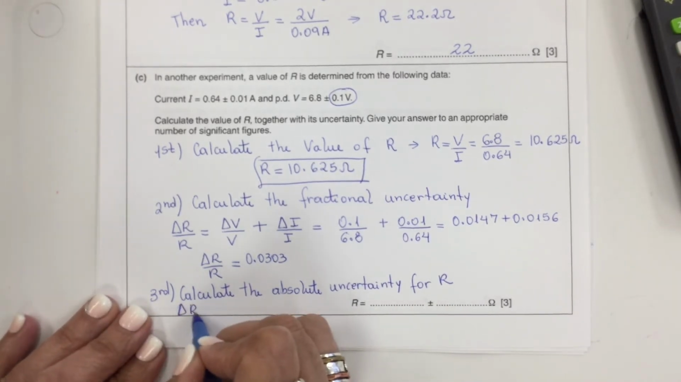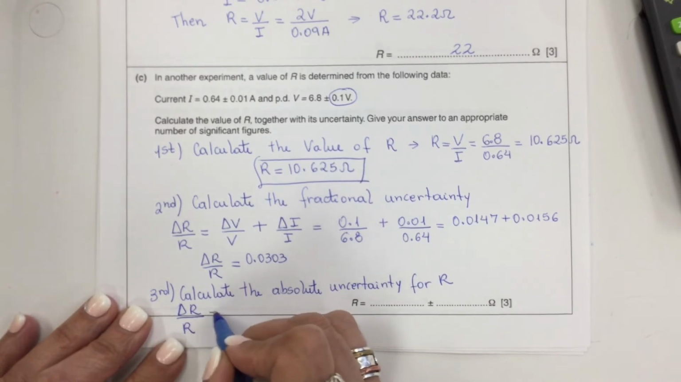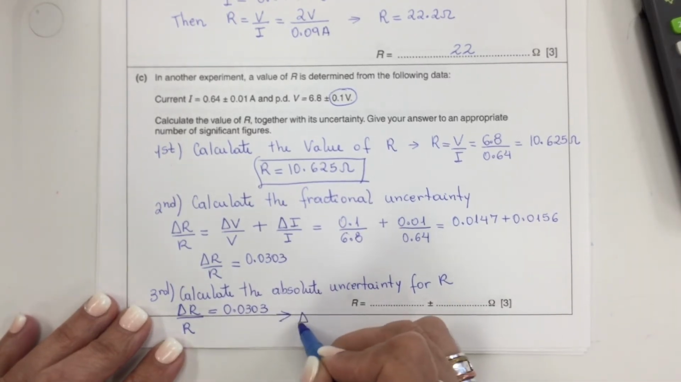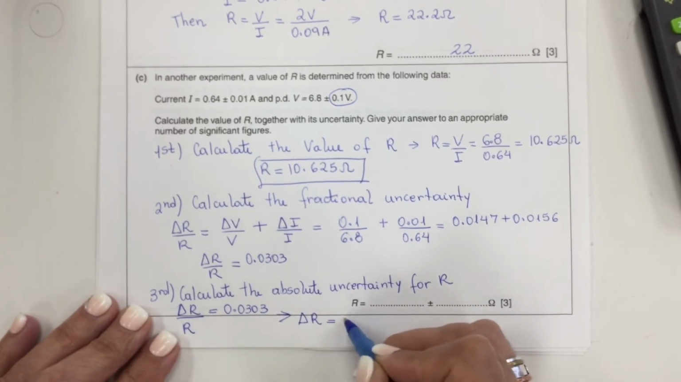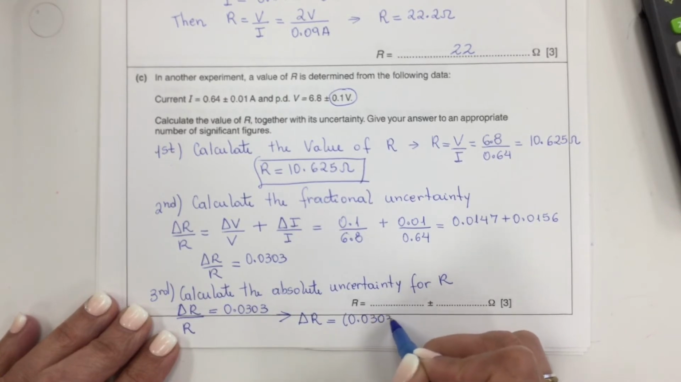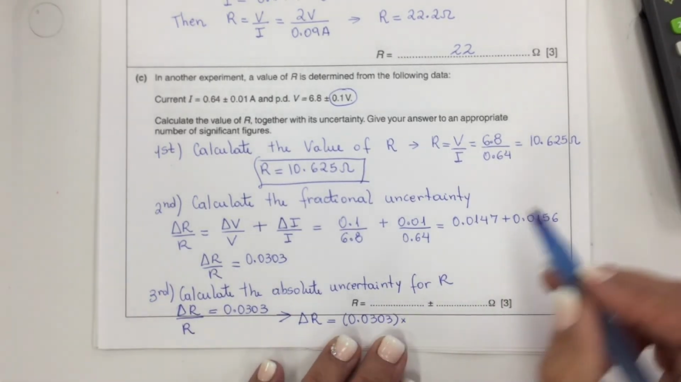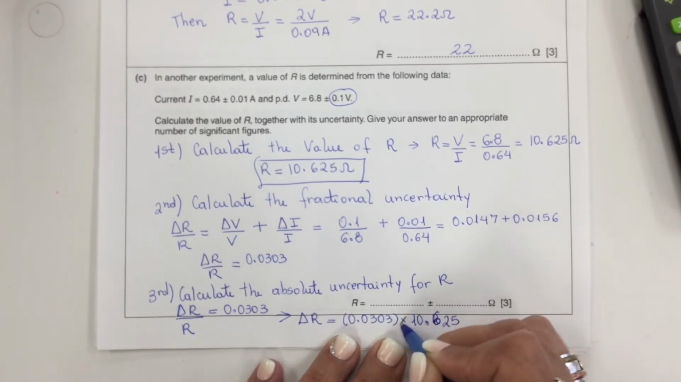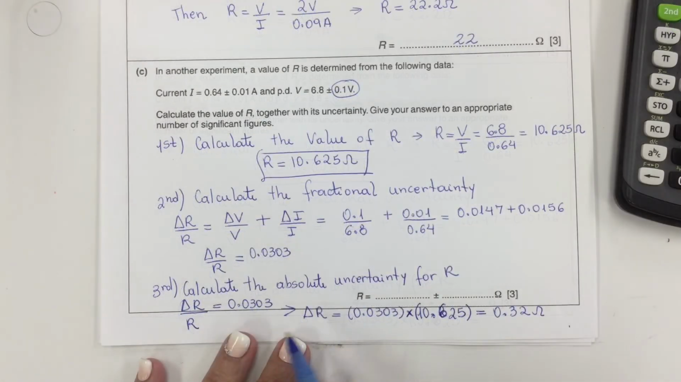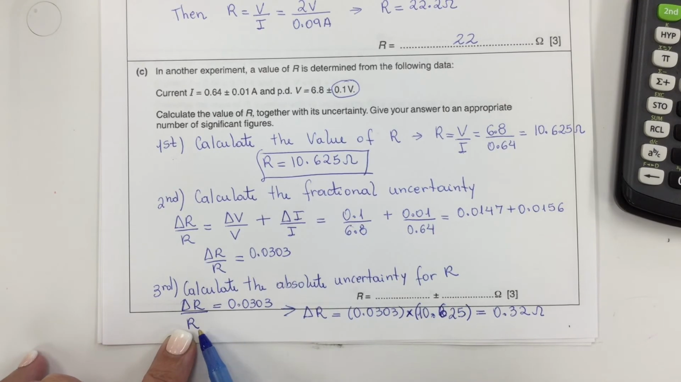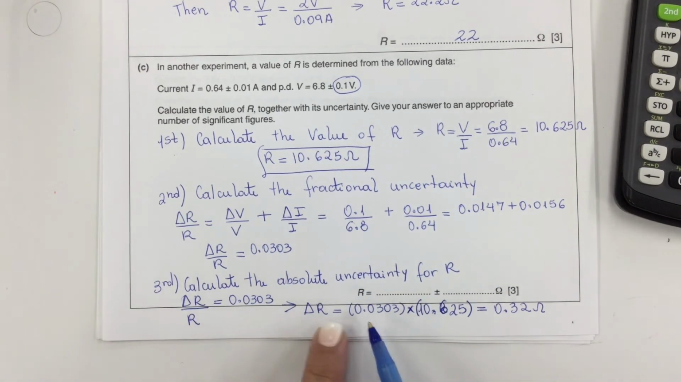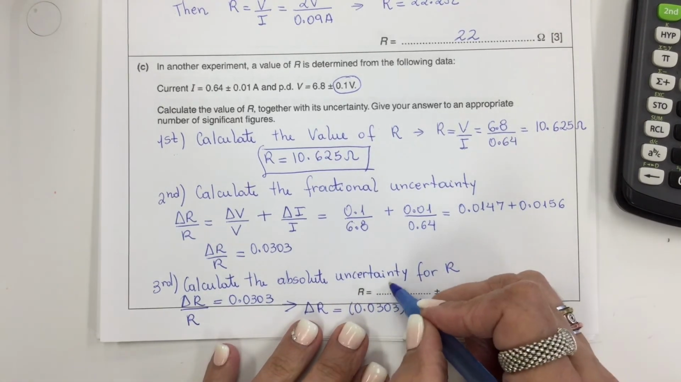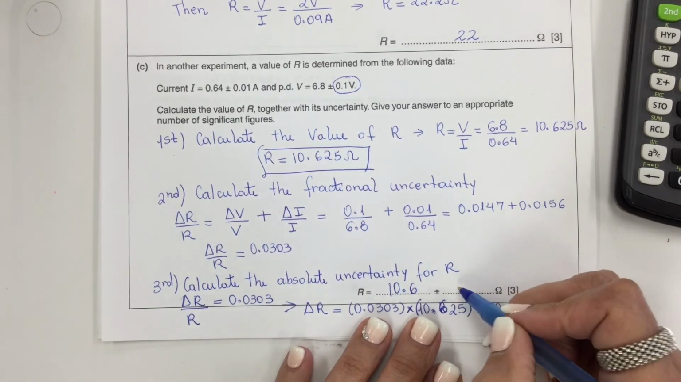Last step, calculate the absolute uncertainty for R. We know that we have this fractional uncertainty for resistance. So that means the absolute uncertainty is this value right here times the value of R, which is 10.625. Because the multiplier is R and R has a unit, the absolute uncertainty for R also has a unit. So the final answer is 10.6 plus or minus 0.3 ohms.